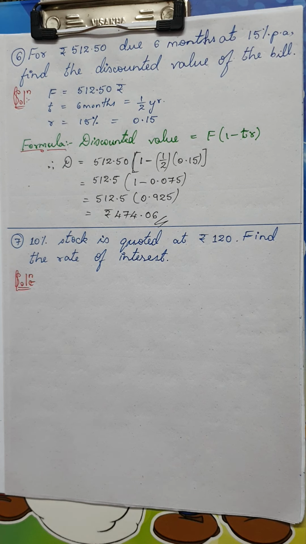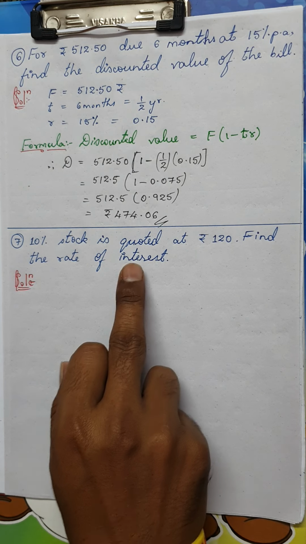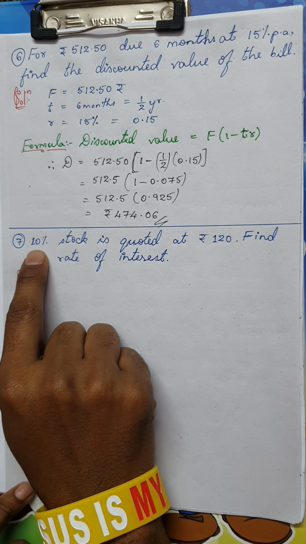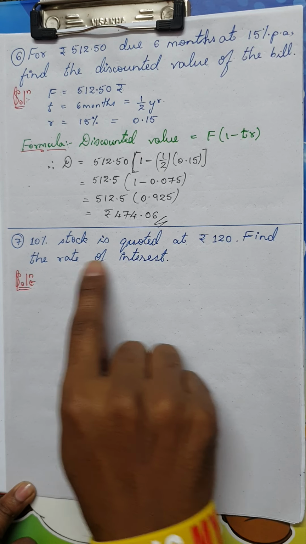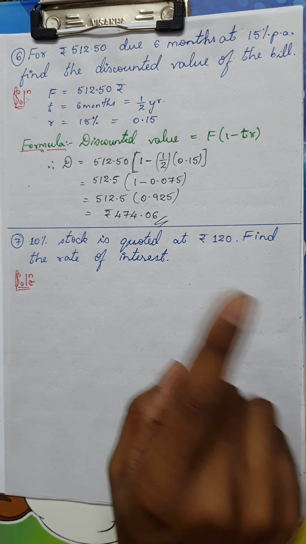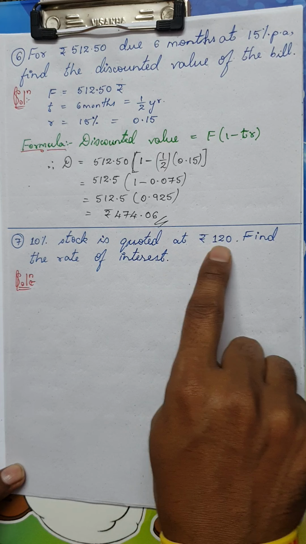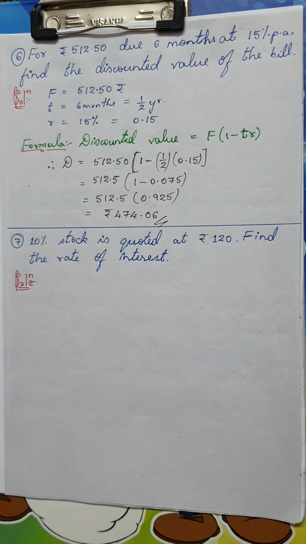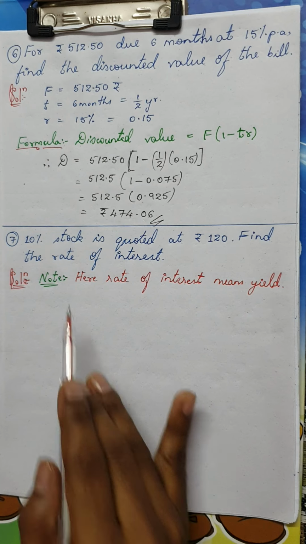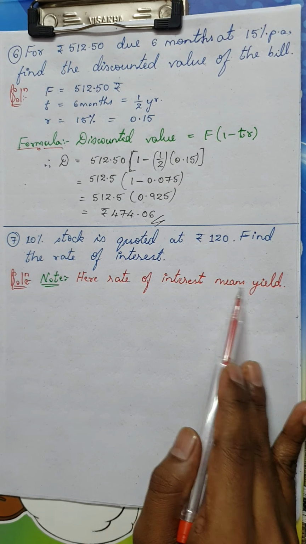The 7th question is pertaining to stocks and shares. The question goes like this: 10% stock is quoted at rupees 120. Find the rate of interest. Repeat, 10% stock is quoted at rupees 120. You have to find the rate of interest. Now you have to note it down here. Rate of interest in this case is nothing but the yield. Hope you know it. It's always better to note it down once again. So here, the rate of interest means yield.